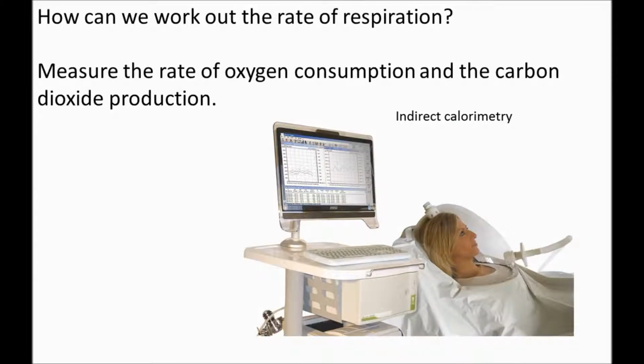Like other chemical reactions, respiration can take place at different rates. When you hear of people who have a high metabolism, it means that respiration is happening quickly, and vice versa. We can determine the rate of respiration by measuring the rate of oxygen consumption. So how quickly do we use oxygen? If we use oxygen very, very quickly, that's a pretty good sign that you're respiring very fast and you have a high metabolism. You could also do it with a measure of how quickly you produce carbon dioxide. And that's called indirect calorimetry.